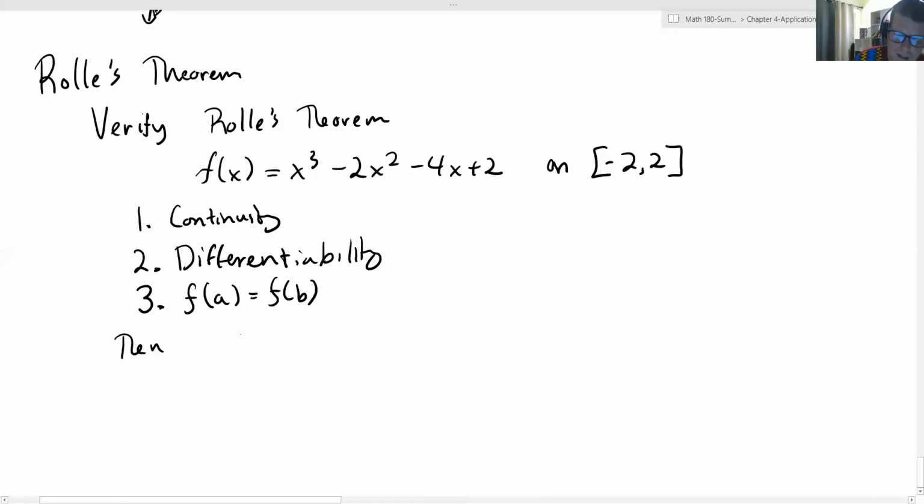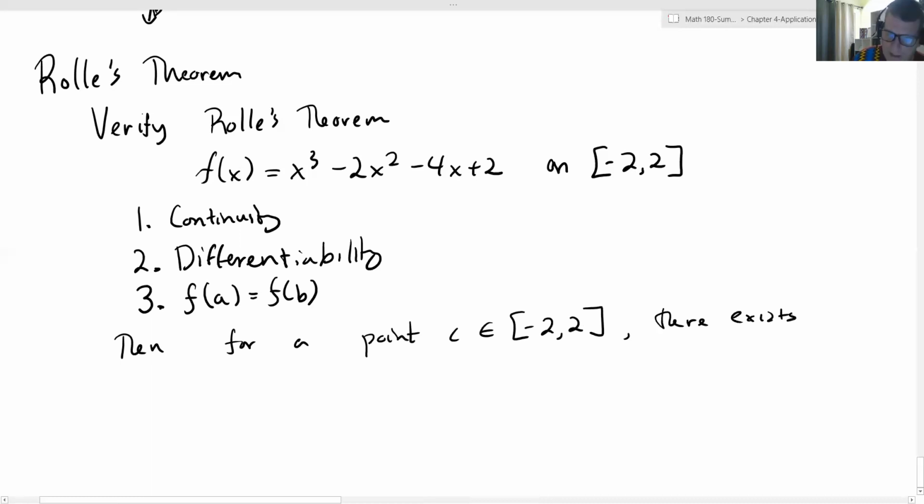Then for a point c, in this case belonging to negative 2 to 2, there exists f prime of c equal to 0. So f prime of c is equal to 0.